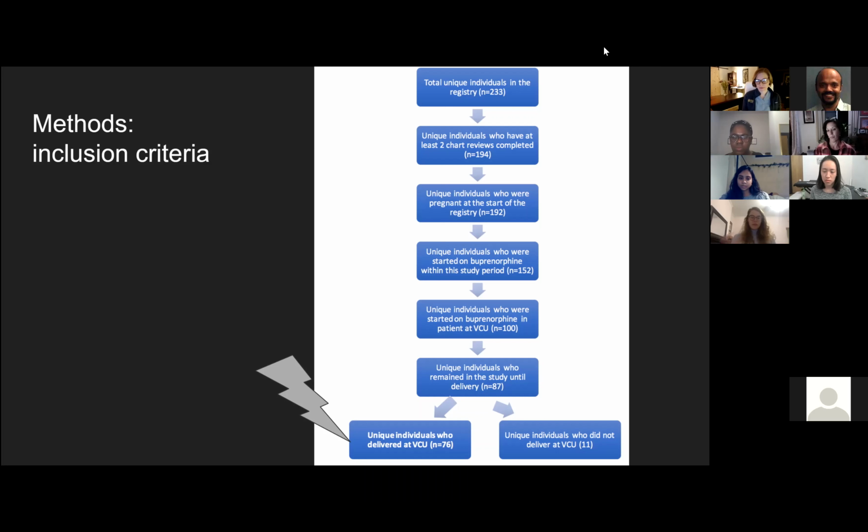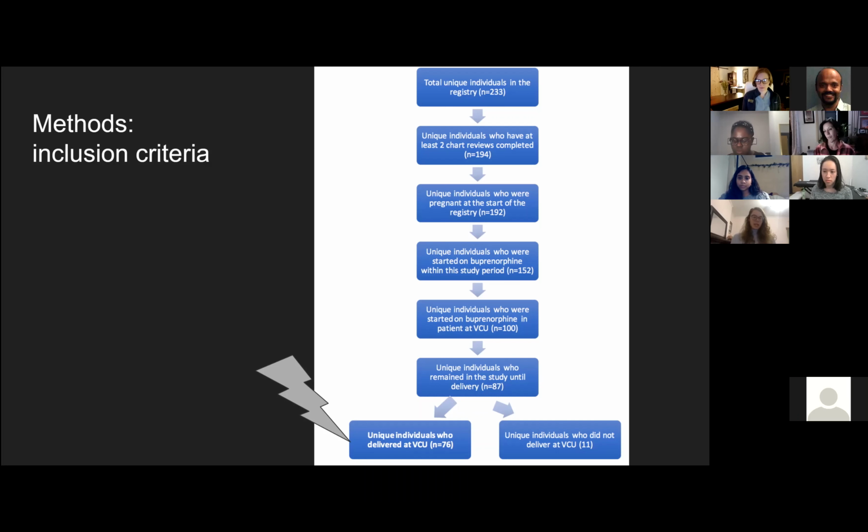And then we had 87 who fit all the initial criteria and also remained in the study until delivery. And of those 87, 76 individuals delivered at VCU as well. And then 11 delivered outside of VCU.